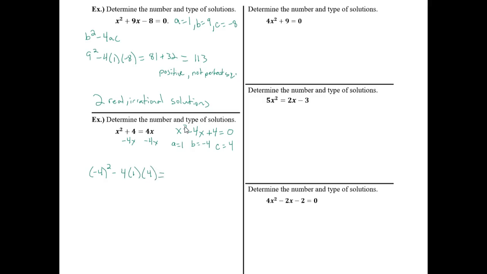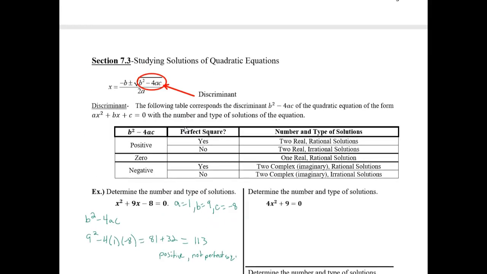Negative 4 times negative 4 is 16. 4 times 1 times 4 is also 16. And 16 minus 16 is 0. That means that when we solve this, that whole square root is 0. And square root of 0 is 0, and this piece would be gone. And we just have b over 2a.